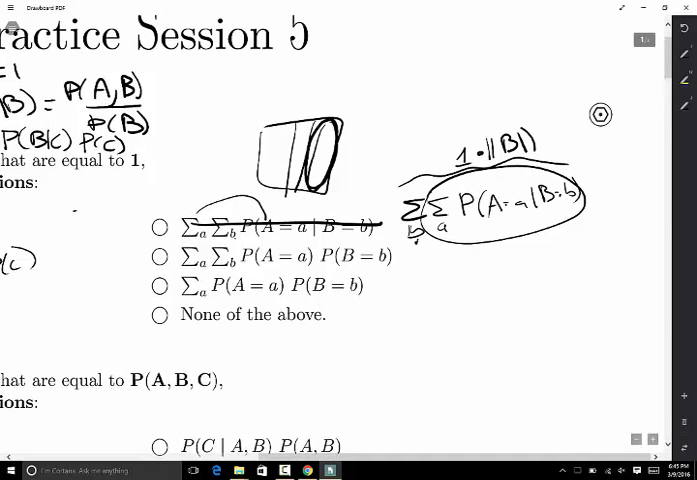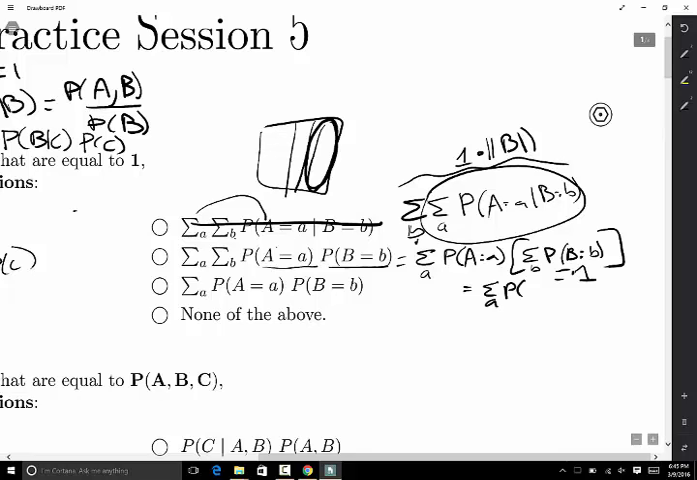In the next option, we are summing over the product of p of a and p of b. So here, since p of a has no b in it, we can take it out of the inner sum. So we can sum over a of p of big A equals little a, multiplied by the sum over b of p of B equals b. And we know this is equal to 1. So that means that this is equal to the sum over a of p of A equals a, which equals 1.